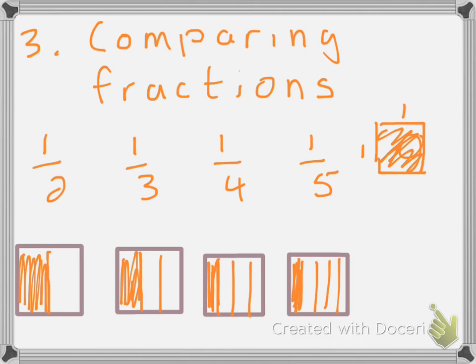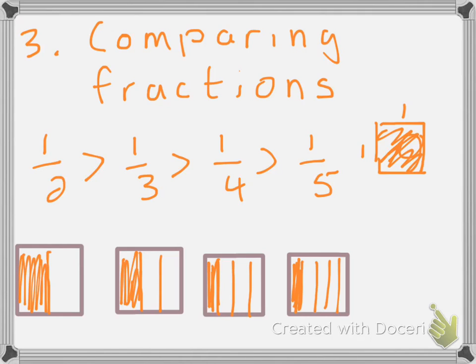So visually we can see that they get smaller, but it should also make conceptual sense. So we can say that, in terms of ordering it, 1/2 is greater than 1/3, which is greater than 1/4, which is greater than 1/5.